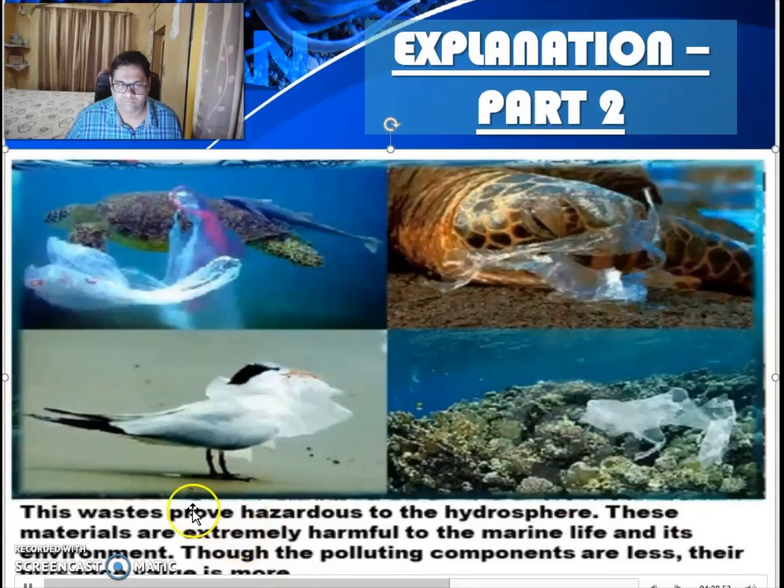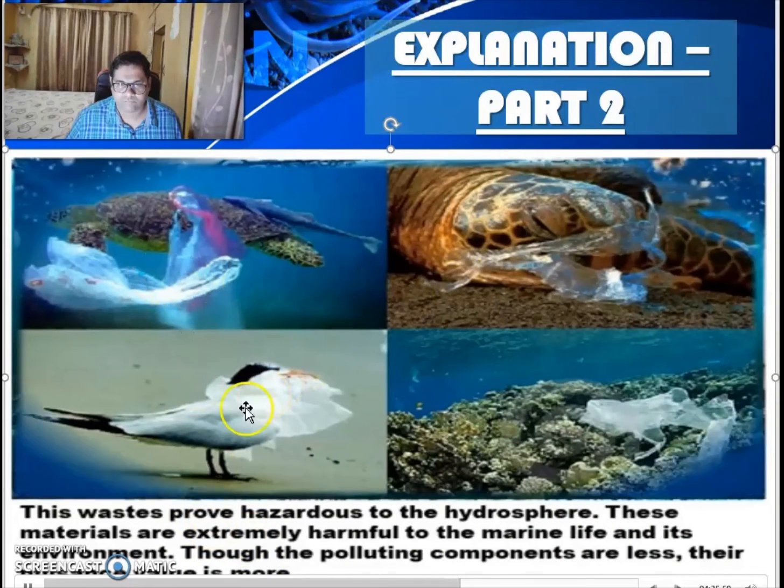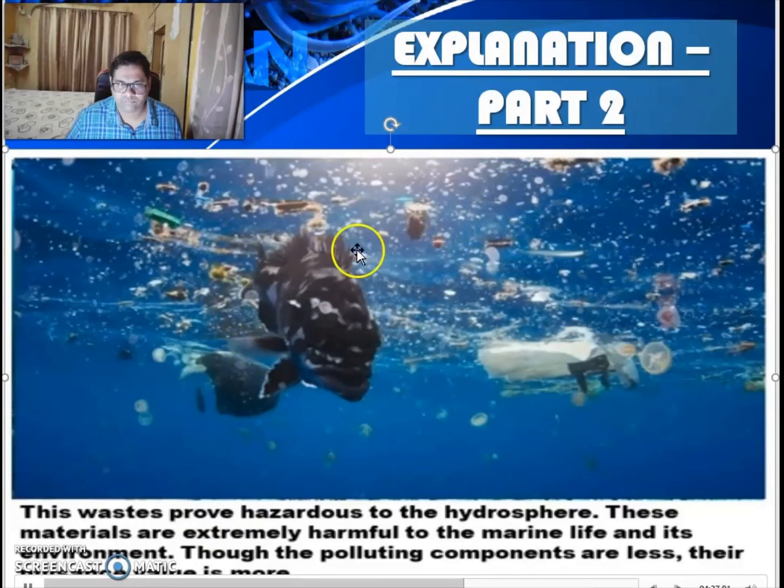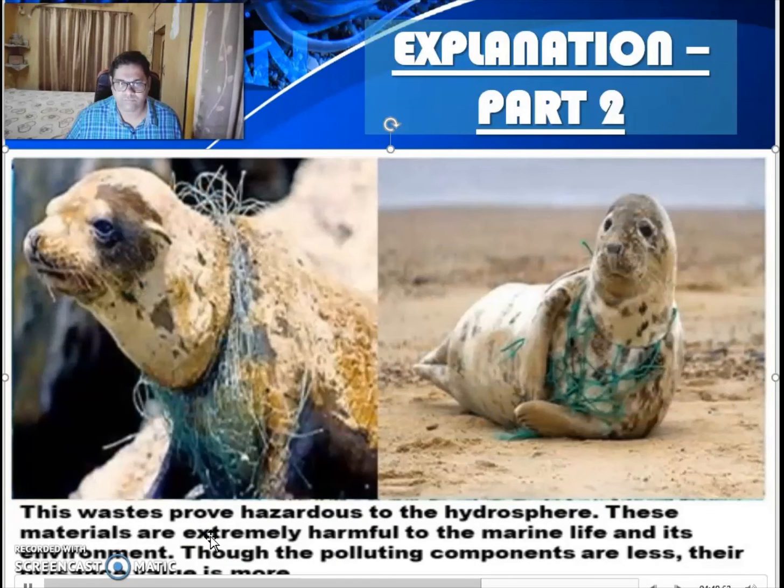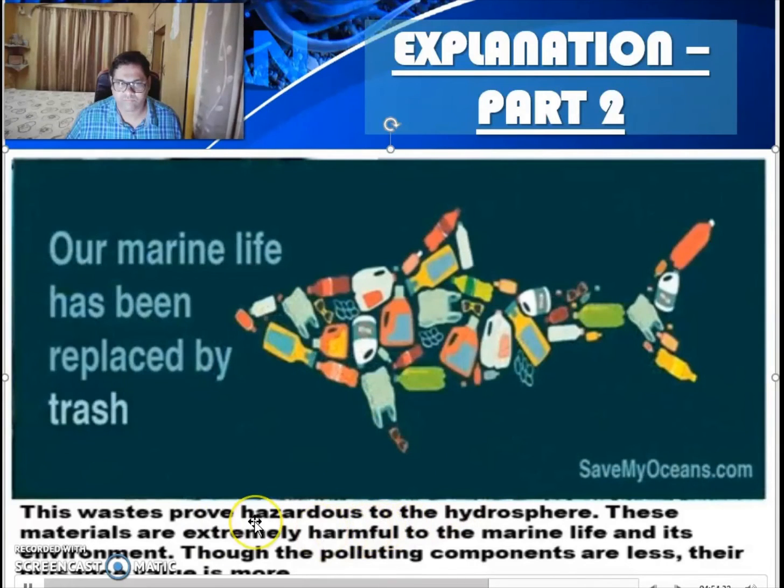Human activities affect marine ecosystems as a result of pollution, overfishing, the introduction of invasive species and acidification, which all impact the marine food web and may lead to largely unknown consequences for the biodiversity and survival of marine forms. And that's why our marine life has been replaced by trash, and we have to save this marine life.